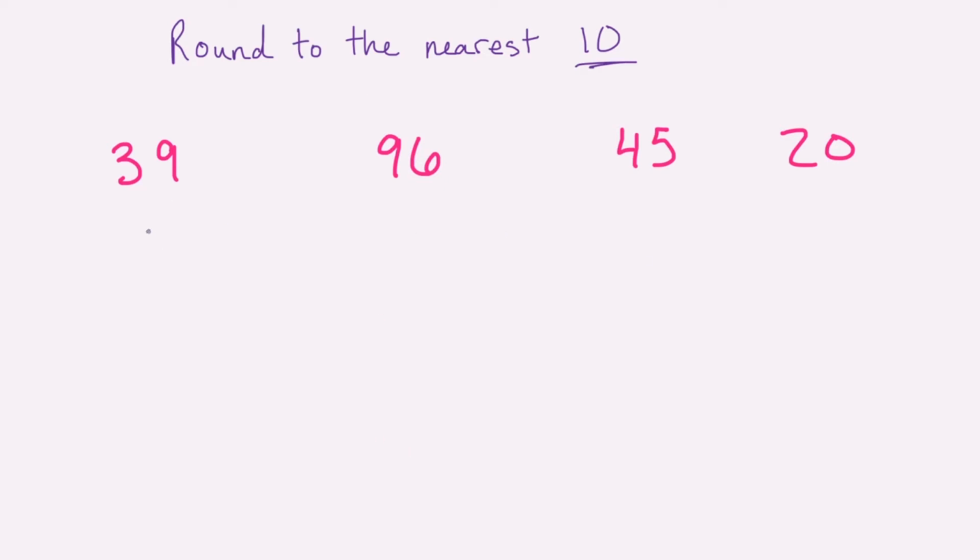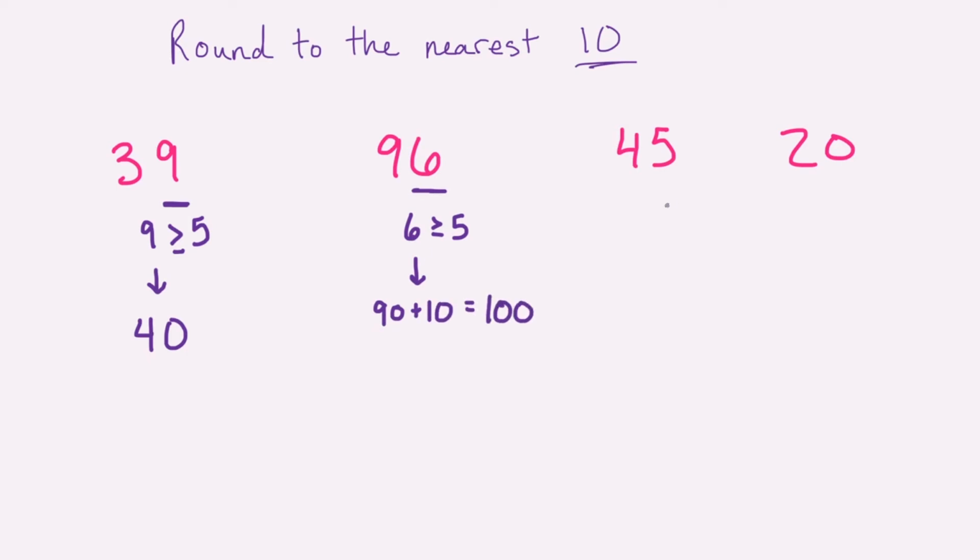The first number is 39. The 9 is greater than or equal to 5, so we round 39 up to 40. 96. The 6 is greater than or equal to 5, so we round it up to 100. 45. The 5 is greater than or equal to 5, so we also round that up to 50. Finally, 20. The 0 is less than 5, or 4 or less, and so we can leave it at 20.